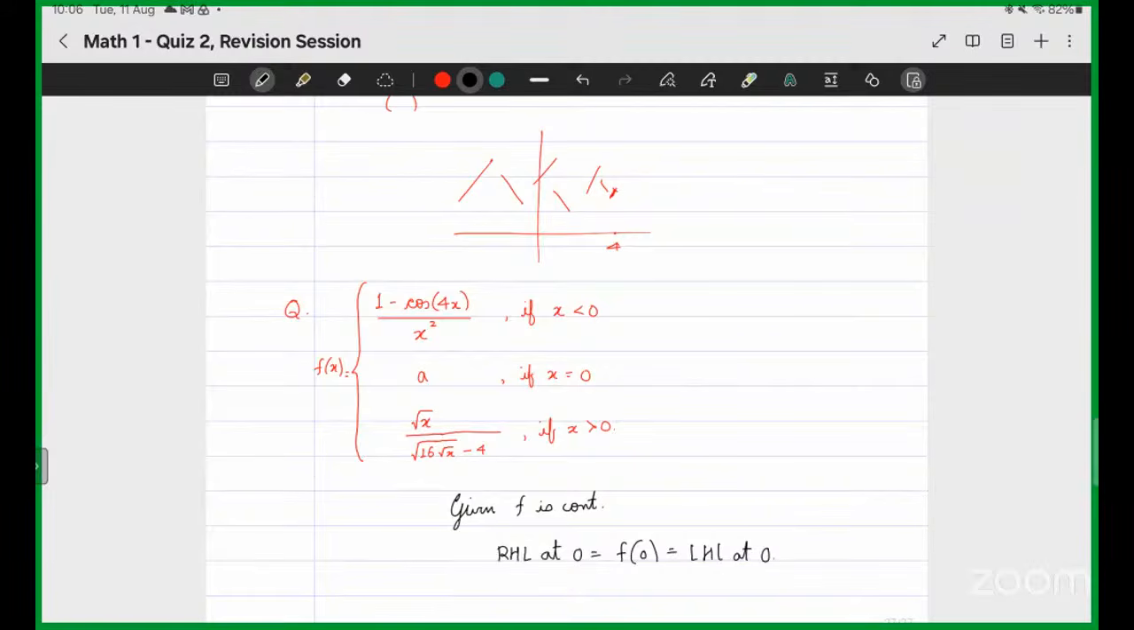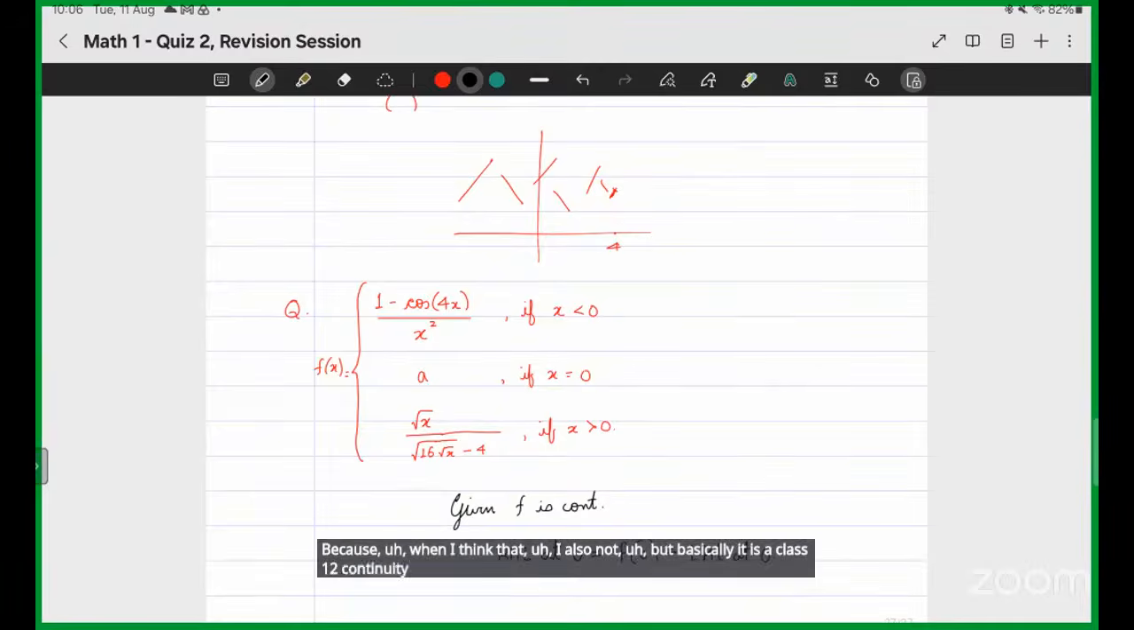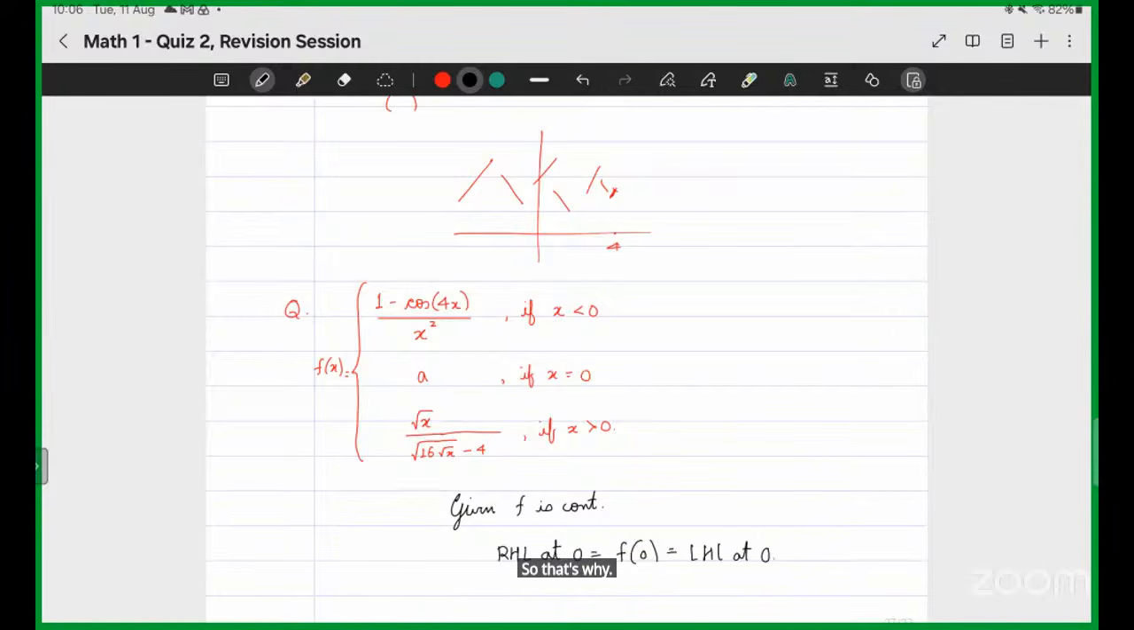Because when I think that, I also not, but basically it is a class 12th continuity chapter's question. Even I don't solve it. So that's why. No. What's the right hand limit?